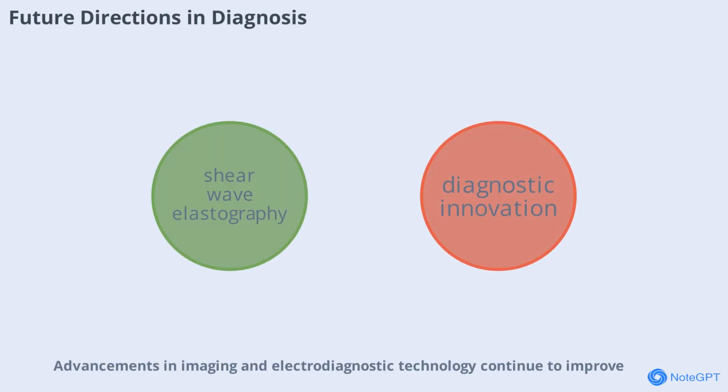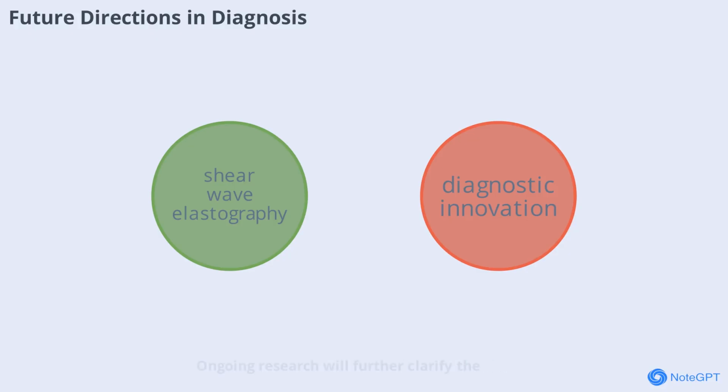Advancements in imaging and electrodiagnostic technology continue to improve our ability to diagnose and manage thenar muscle atrophy. Emerging techniques, such as shear wave elastography and refined grading scales, offer more precise assessments of muscle health. Ongoing research will further clarify the best approaches for early detection and intervention.